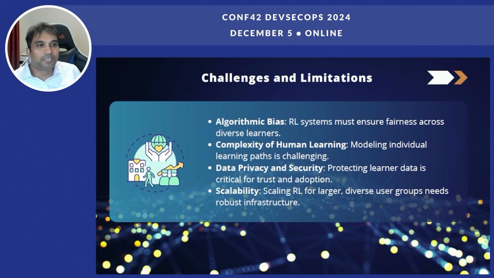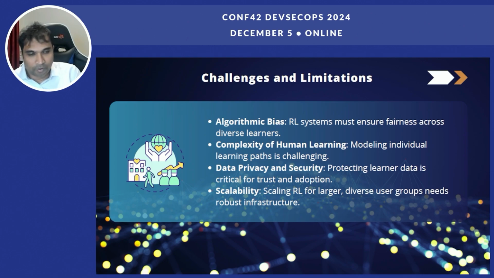And then complexity of human learning. Human learning is inherently complex. Modeling individual learning paths is going to be challenging. It's not going to be an easy thing, right? Data privacy and security. Now, this one is another topmost challenge. Protecting learner data is crucial for trust and adoption, right? Scalability. Now, scaling RL for a larger, diverse user group needs a robust infrastructure.